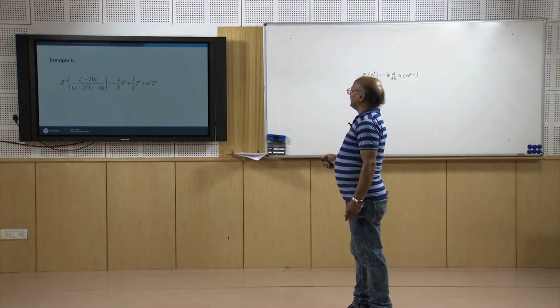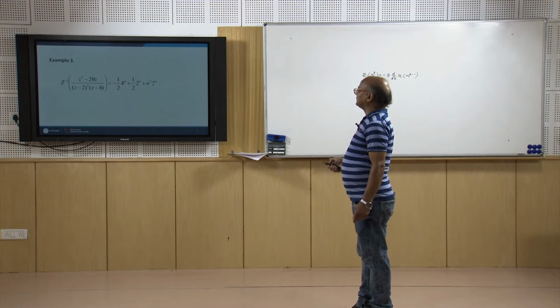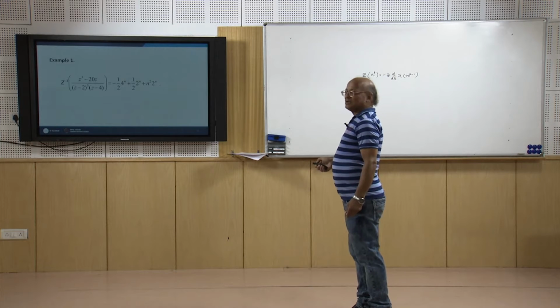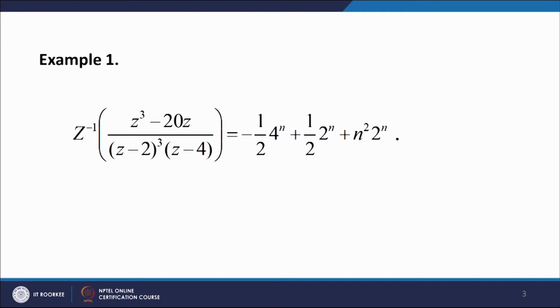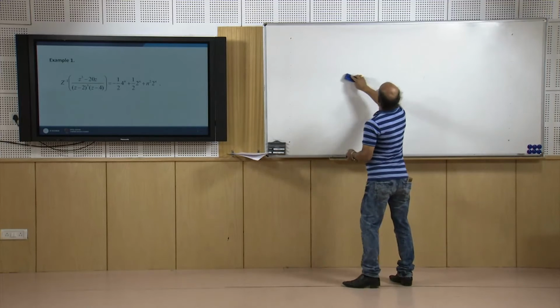Now, we are taking inverse Z transforms of some special functions, where we shall see that we have to write the partial fractions of U(z) over z according to the inversion formulas. That is, while inverting, we will have to use the Z transforms of special sequences. So, we will have to write U(z) over z also in that form. For example, here we want the inverse Z transform of (z cube minus 20z) over (z minus 2) whole cube into (z minus 4). Let us see how we write U(z) by z into partial fractions.